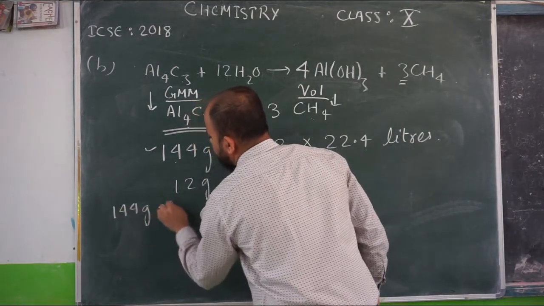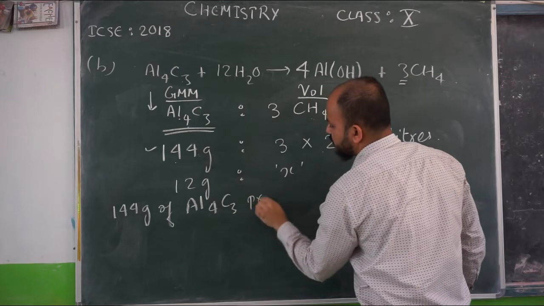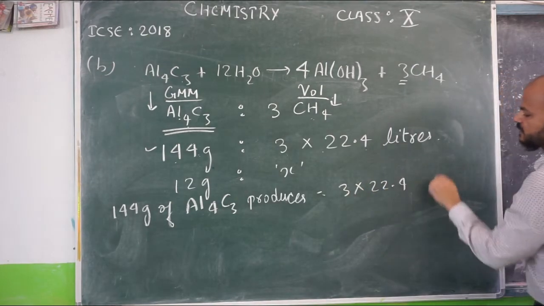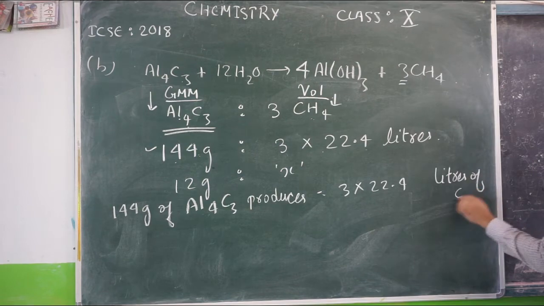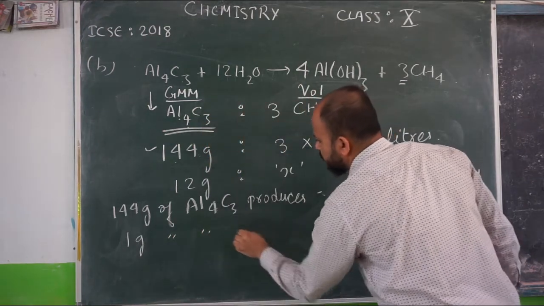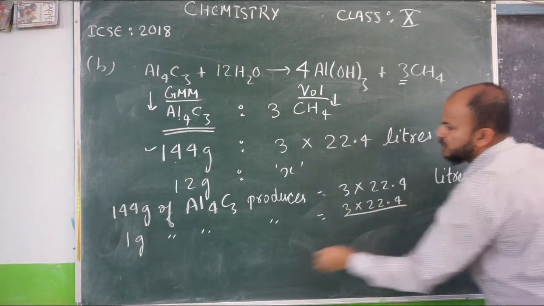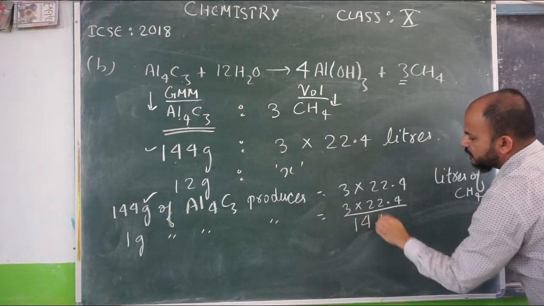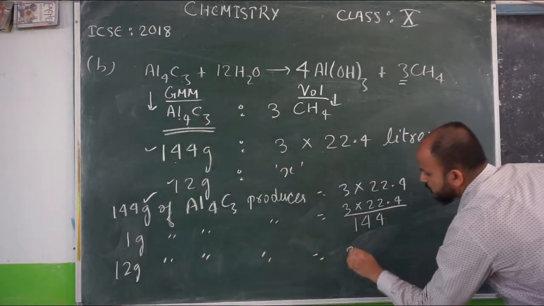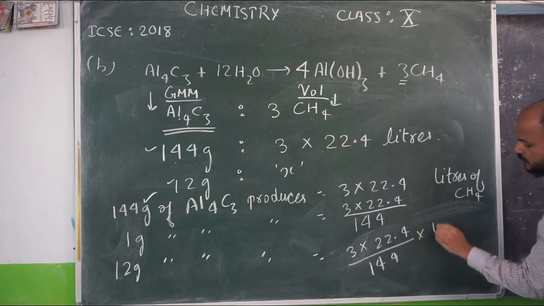So 144 gram of aluminium carbide, Al4C3, produces 3 into 22.4 liters of methane, CH4. So 1 gram of aluminium carbide will produce obviously less than this, so therefore it has to be divided by whatever amount is given, that is 144. And for how much have they asked? They have asked for 12 grams. So 12 gram of aluminium carbide produces 3 into 22.4 divided by 144 into 12.